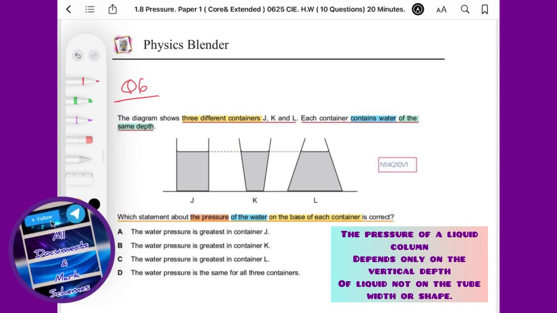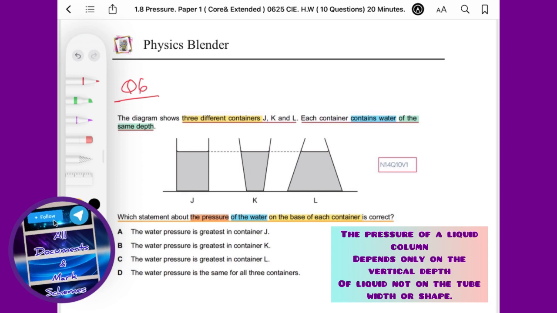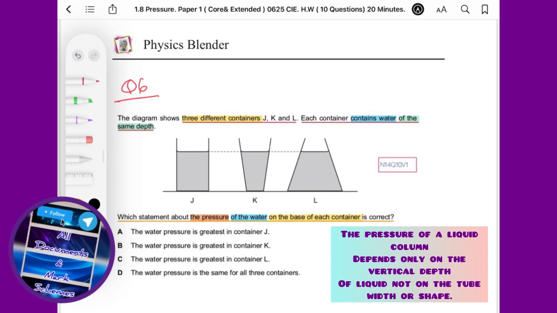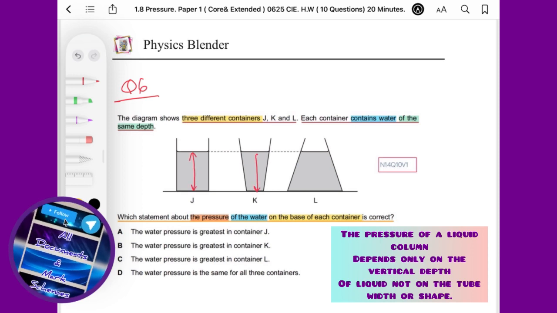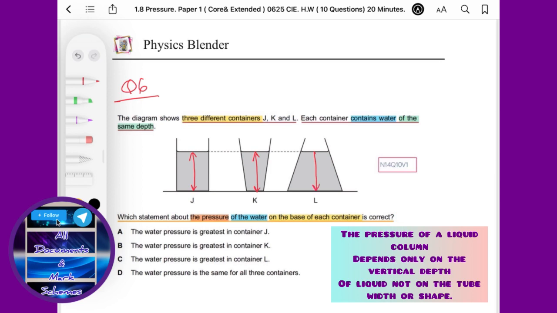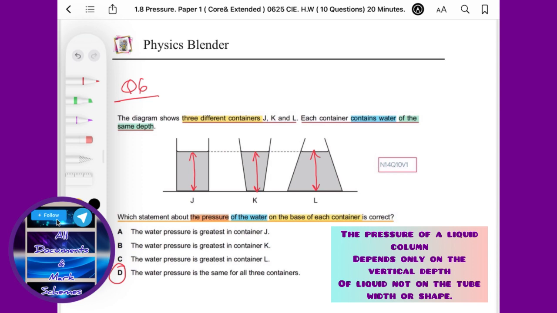Which statement is correct about pressure of water on the base of each container? Okay, it's clear that the pressure will be the same for all containers. Why? Because pressure of liquid is not affected by the shape of the container. It depends only on depth of liquid. Here, depth the same as here, the same as here. So the correct answer is D.